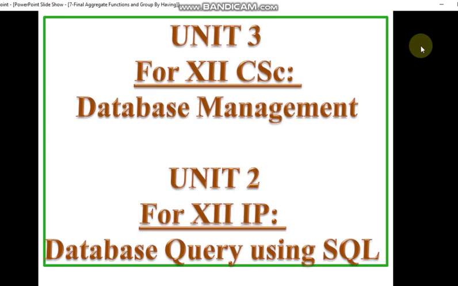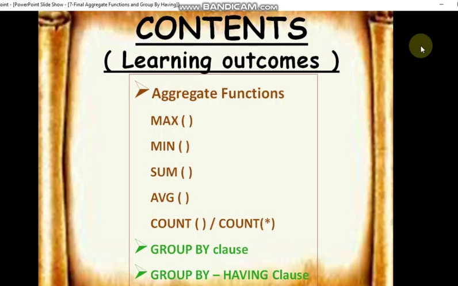As this topic is also prescribed in the CBSE syllabus of Class 12 Computer Science and 12 IB, the learning outcomes we are going to cover are aggregate functions, in which we will learn the main 5 aggregate functions: max, min, sum, avg, count, count star, then the group by clause, which is a different clause, and group by with having clause. So let's begin.